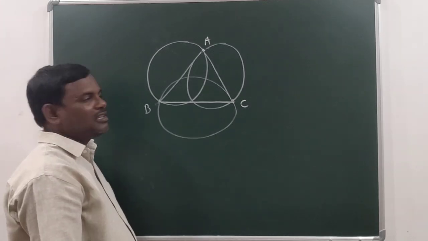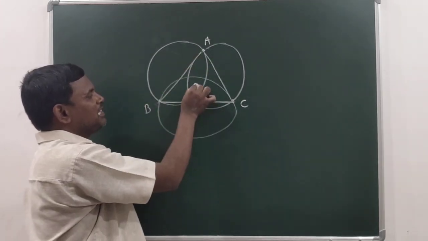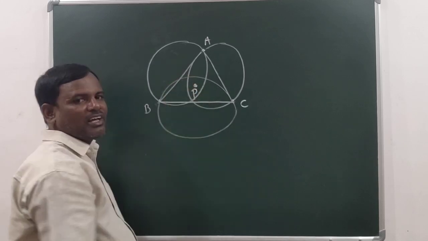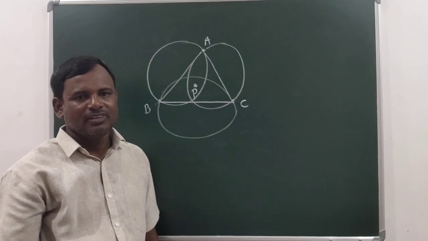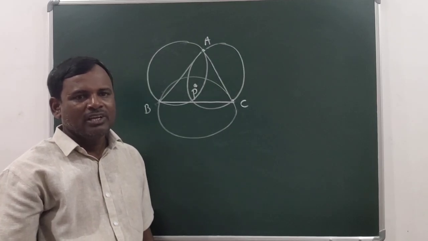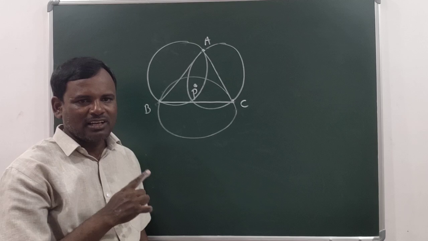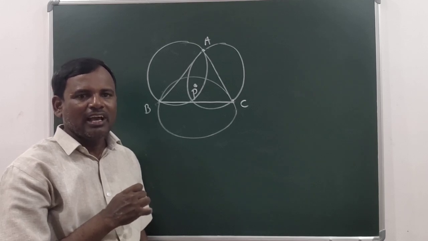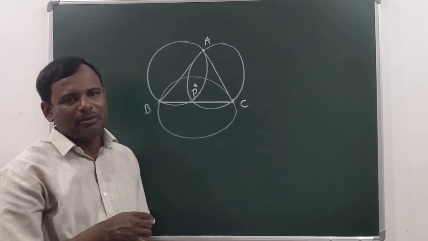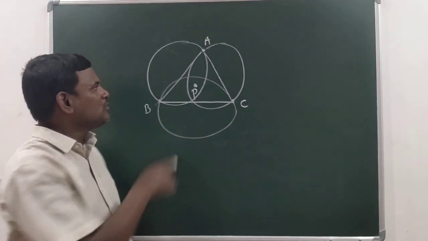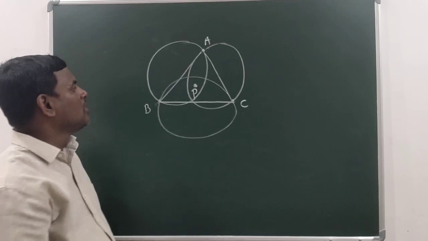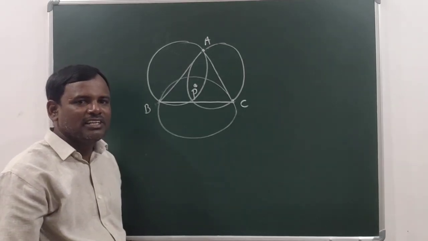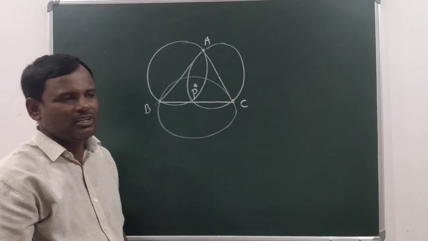Now the orthocenter of this triangle ABC is the radical center of these three circles. Have you got my point? If three circles are described on triangle ABC with its sides as diameters, then the orthocenter of triangle ABC will be the radical center of the three circles. You know the meaning of the orthocenter of a triangle.